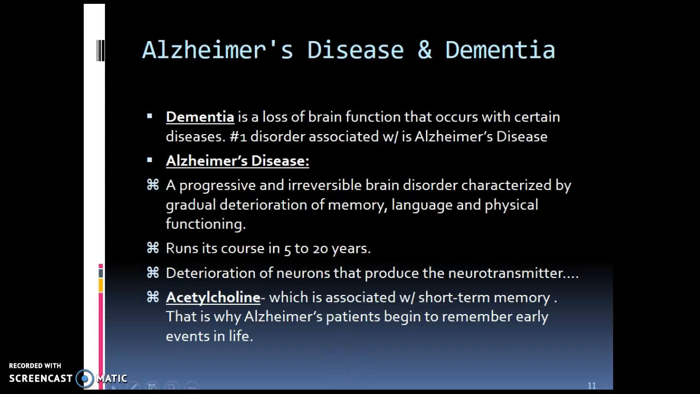The neurons that produce acetylcholine are the ones that are mainly attacked, and that's associated with your short-term memory. So that's why they start to lose current experiences first, and they start to kind of go back in time to where they're younger. That's because the acetylcholine neurons are starting to die off.